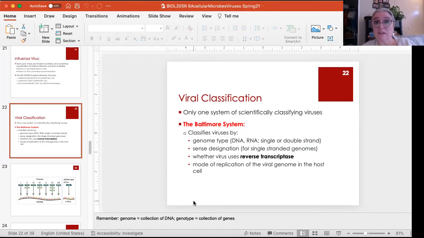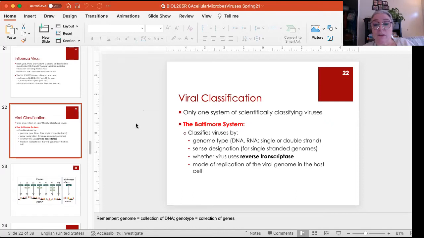There are 4 things that a virus gets classified by. Number 1, the kind of genetic material it has, whether it's DNA or RNA, and whether it's single-stranded or double-stranded. Number 2, the sense of any single-stranded genetic material. And remember, sense is really just a designation that is used to describe the direction of twist in that molecule. That's all you really need to know about sense. We describe single-stranded DNA or RNA as being either positive or negative sense.